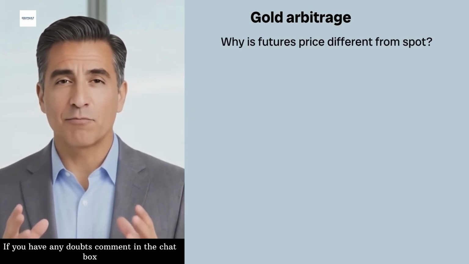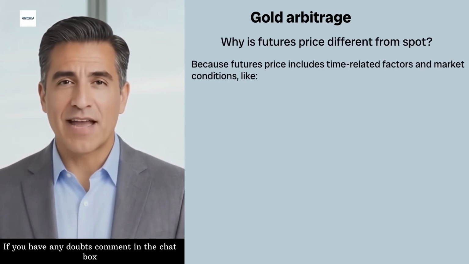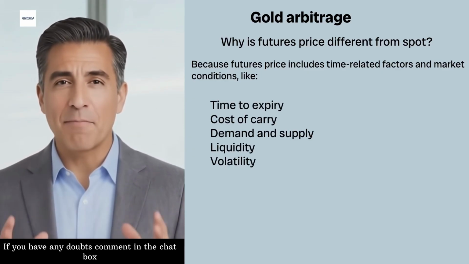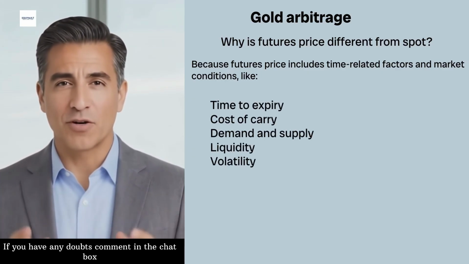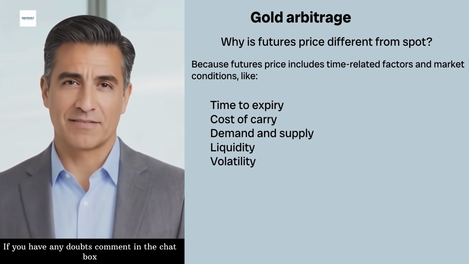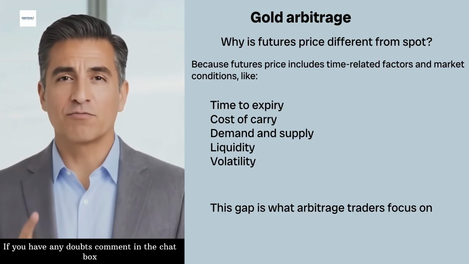Futures price can differ from spot price because it includes time-related factors and market conditions like time to expiry, cost of carry, demand and supply, liquidity, and volatility. So the gap between spot and futures can expand and contract. This gap is what arbitrage traders focus on.